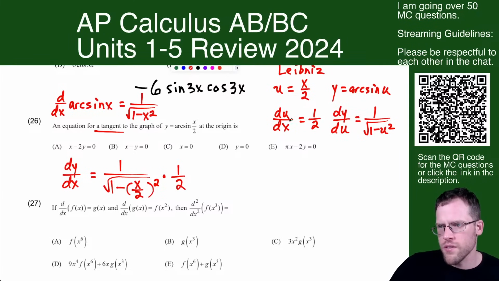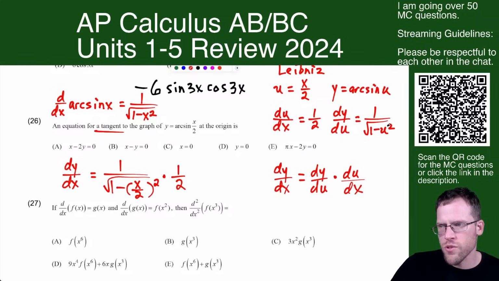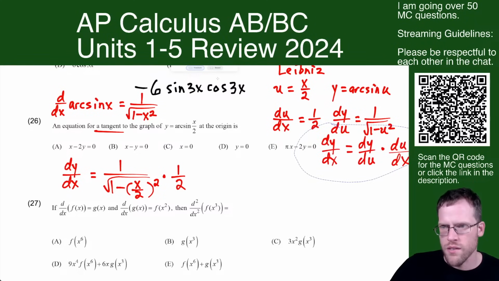If you use Leibniz, then you're using the Leibniz chain rule, dy/dx equals dy/du times du/dx. So maybe you prefer to do this, and then you've got 1/2 times 1 over radical 1 minus u squared, and u is x over 2. It's going to give you the same thing. For the multiple choice, though, where time is precious, I'm more likely going to do the shortcut like this. But now we need to know at the origin, the point (0, 0).